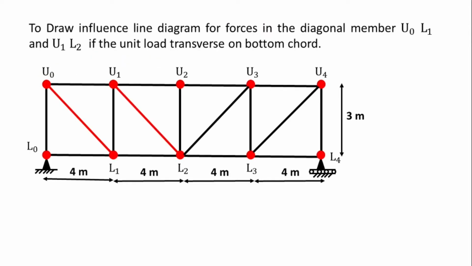Now this is a numerical. Draw influence line diagram for forces in the diagonal members U0 L1 and U1 L2 if the unit load transfers on the bottom chord. Here this is a truss having the span of 16 meter and height of 3 meter. Support L0 is the hinge support and support L4 is the roller support.